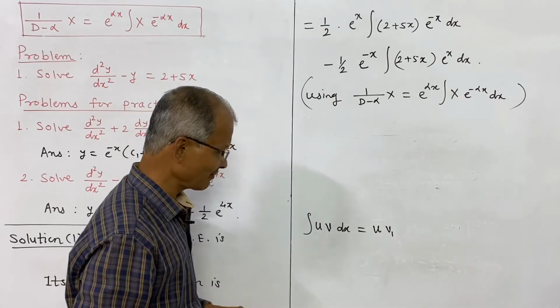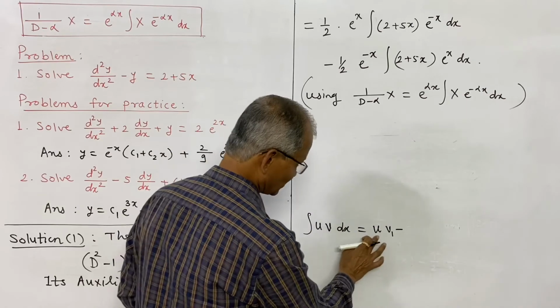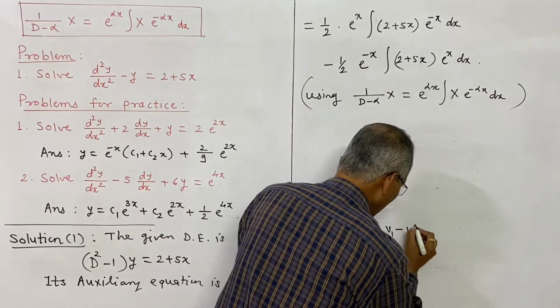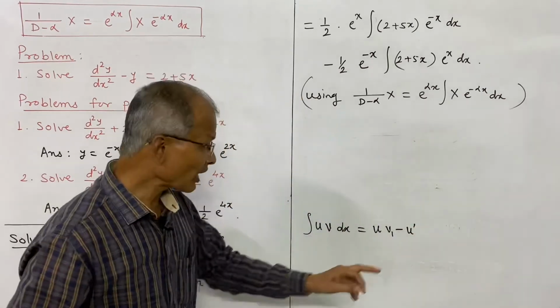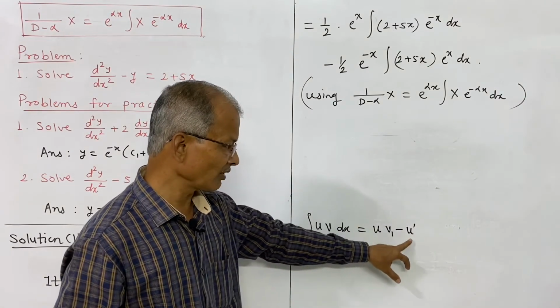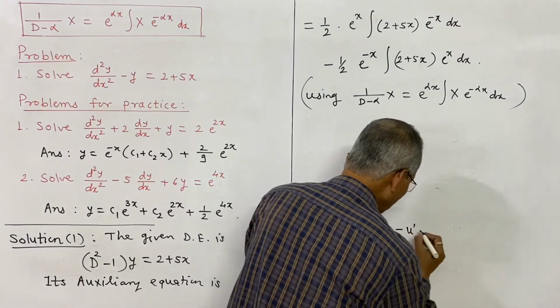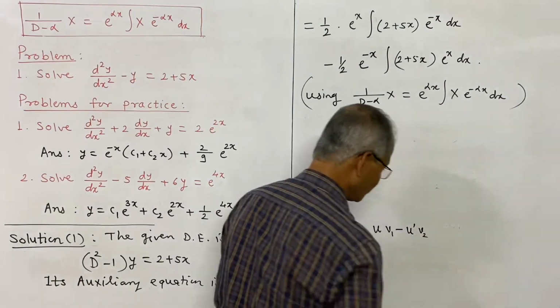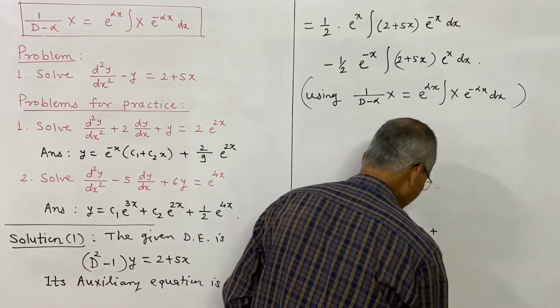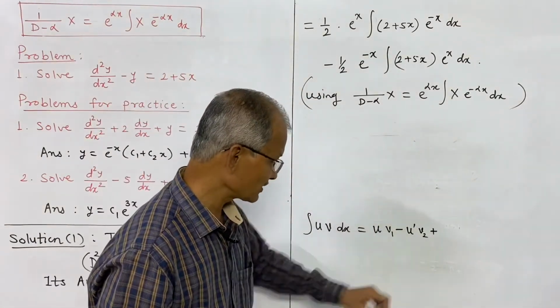This is the notation I am using, minus derivative of the first, this function. Derivative of u, I shall use this prime notation to denote the derivative. u prime, or u dash, means derivative of u, and into integration of second, this is v1, integration of v1 is v2. Again plus, the next sign is alternate: minus, plus, minus, plus.